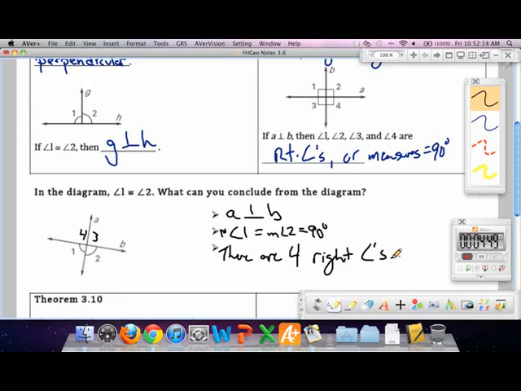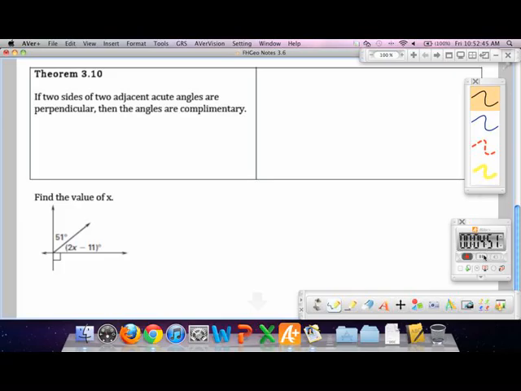I just want to tell it to you. If two sides of two adjacent acute angles, holy cow, let's stop. Two sides of two adjacent acute angles. I'll draw a little picture here. Adjacent means sharing a side. Acute means less than 90. So I have two angles that are less than 90 and they share a side. I'll say angle 1 and angle 2. I have this diagram so far. And also, what do I know about those two? What if, in addition, I know that those two sides are perpendicular?